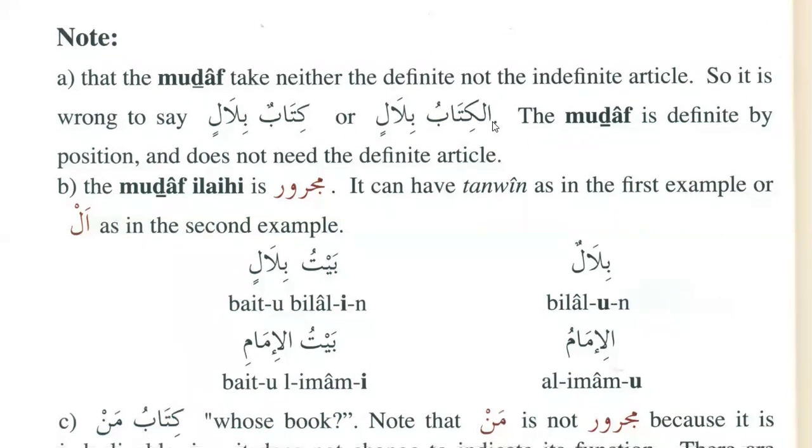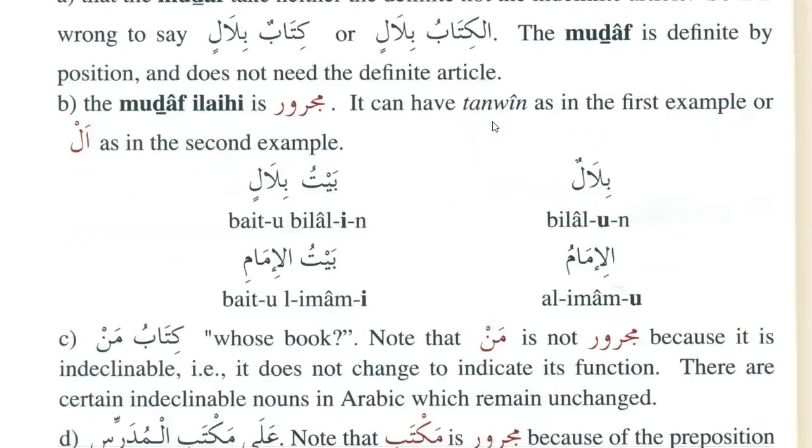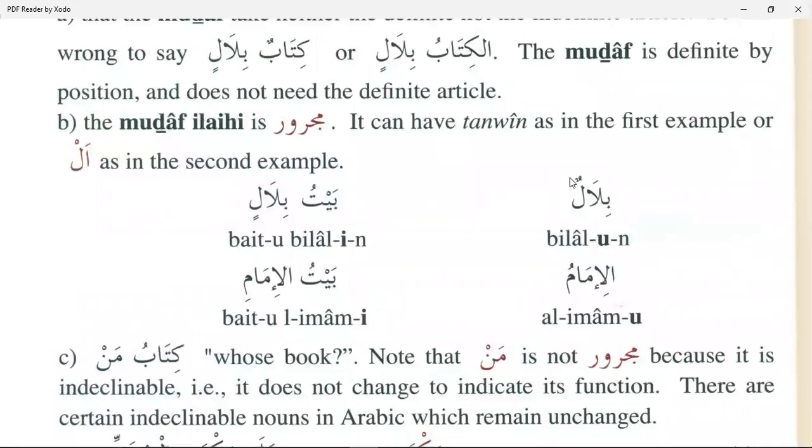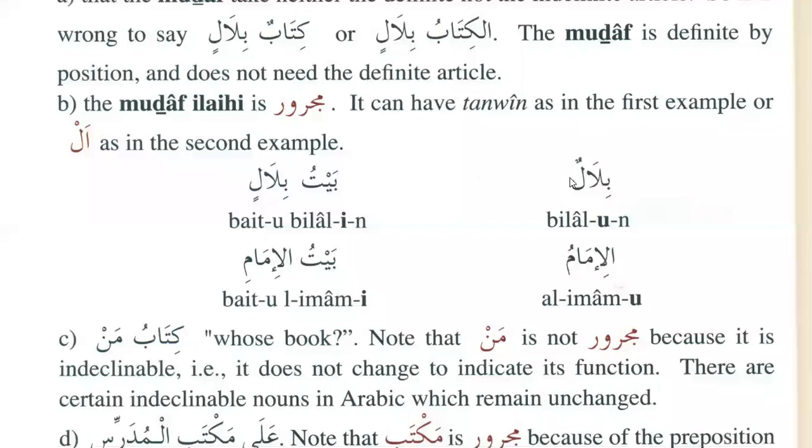The mudaf ilayh can have tanween as in the first example, or al as in the second example. Bilalu, baytun Bilalin. What's the meaning of that? He's telling you that mudaf ilayh is always majroor, which means that mudaf ilayh always has kasra. So Bilal is mudaf ilayh here in this sentence, it will have kasra. Here Bilal is not mudaf ilayh, so it does not have kasra. It has dhamma. Okay. Imamu, al-Imamu, baytul Imami. Okay. Kitabu man, those book.